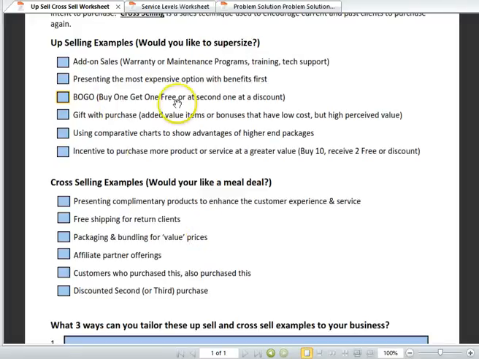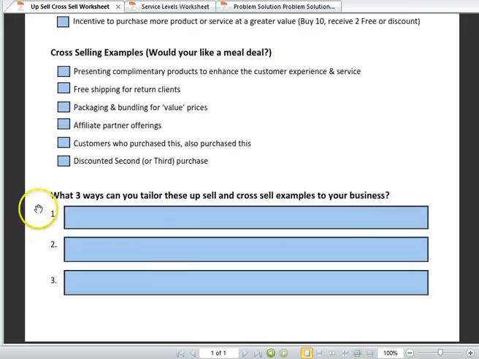Gift with purchase or gift with discount means that if you buy one, you can get a second one at a discount. 25% tends to be the prevailing school of thought for an effective percentage there. But you need to realize that it's completely and utterly up to your business pricing and the value that you're communicating to your clients. So at the bottom of this is really the question, what 3 ways can you tailor these? In order for these to work for you, you really have to tailor them to your business and make it make sense for your business. So I hope this is helpful.